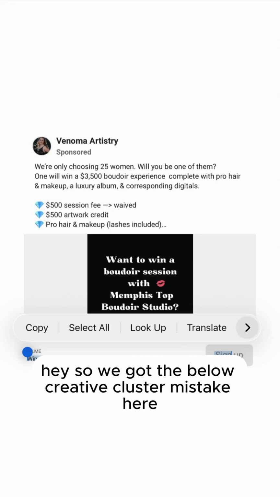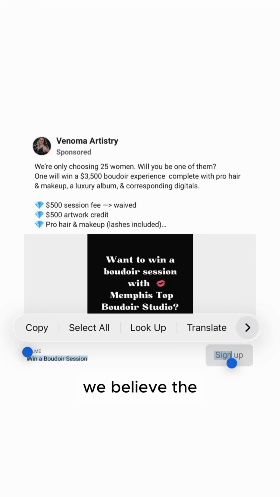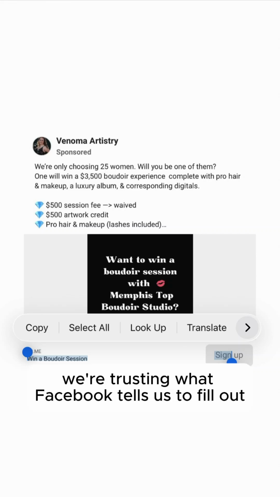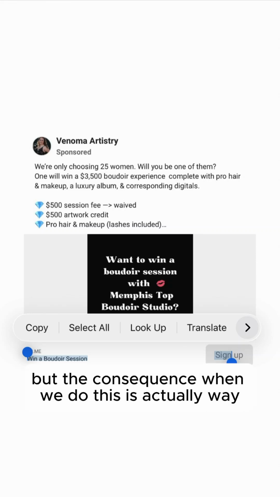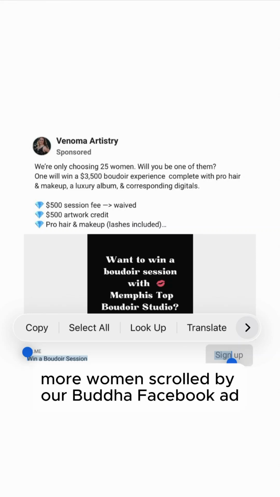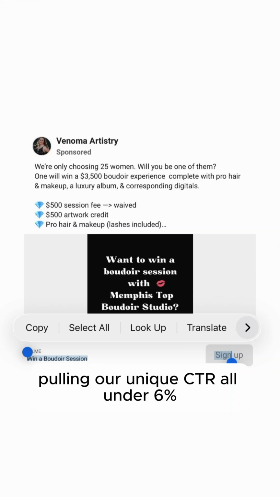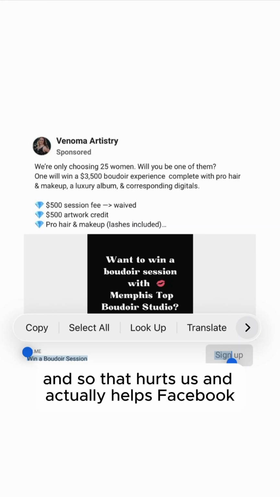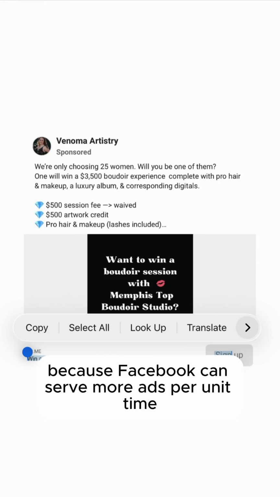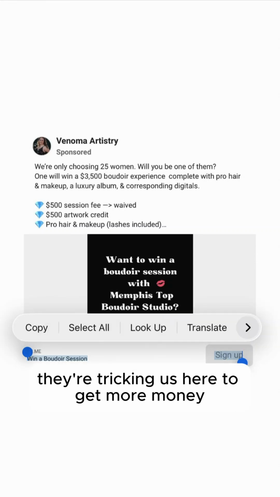So we got the below creative cluster mistake here. The false belief that causes us to make this mistake is we believe we're trusting what Facebook tells us to fill out for our ad is the best thing for us to fill out for our ad. But the consequence when we do this is actually way more women scroll by our Boudoir Facebook ad than necessary, pulling our unique CTRL under 6%, contributing to BLCS, Boudoir low click syndrome. And so that hurts us and actually helps Facebook because Facebook can serve more ads per unit time. So Facebook's hustling us, they're tricking us here to get more money.